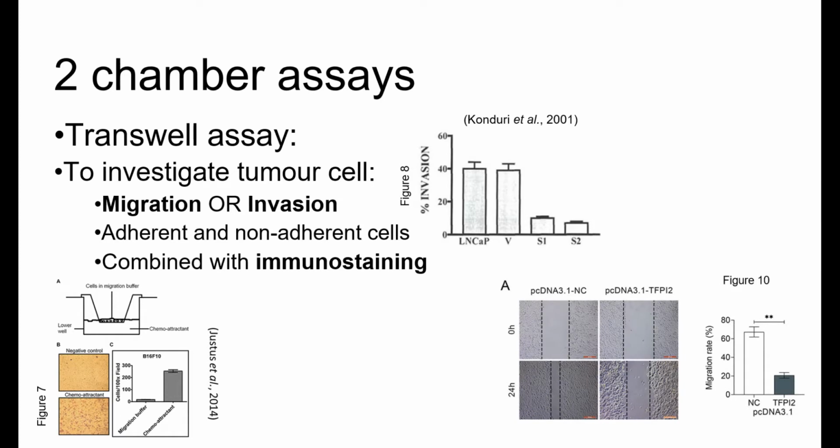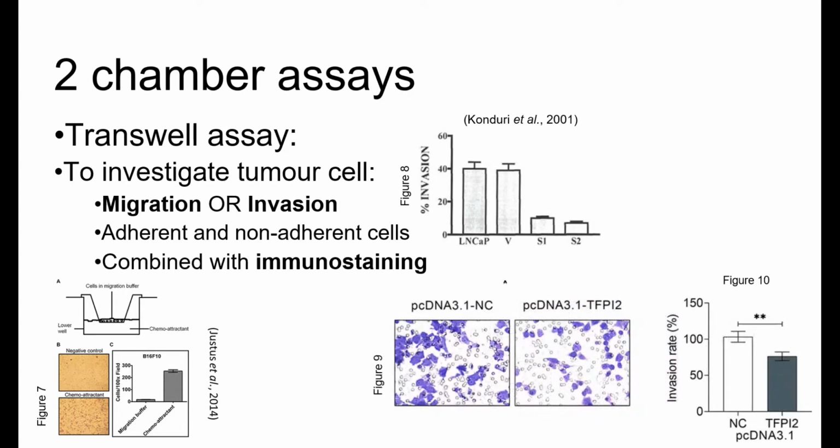This was then explored even further recently using breast cancer cells, where again they've transfected tissue factor pathway inhibitor 2, and you can see that in the scratch assay, the wounding area has not closed as well as in the control, so migration is reduced, and the same was seen with invasion, that was also reduced.